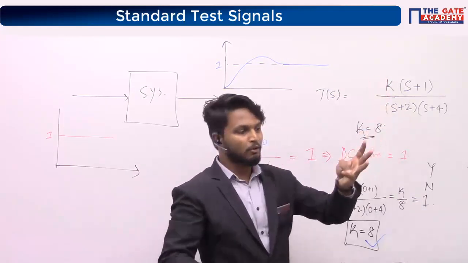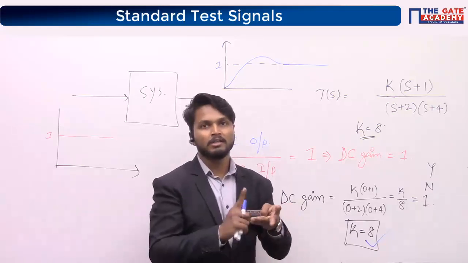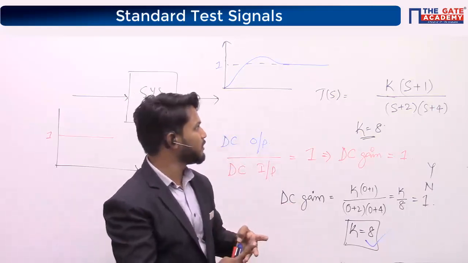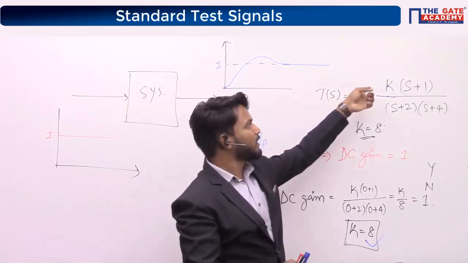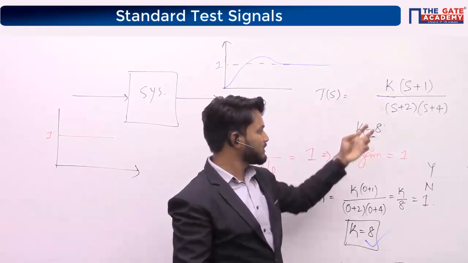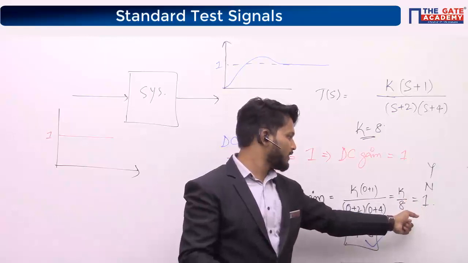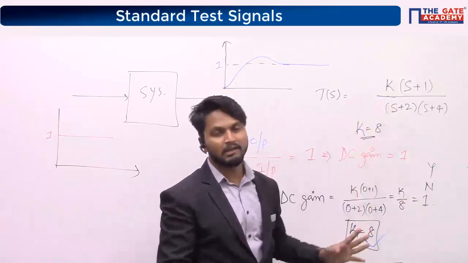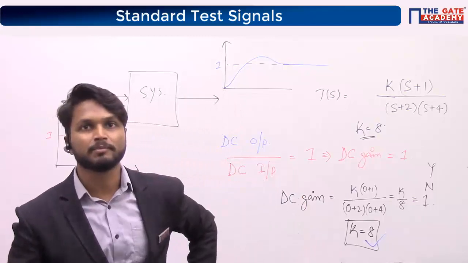So they have given the location of poles as well as zeros. Therefore, you just have to find out the value of K from the given clues. So just obtain the DC gain and equate it to 1, you will get the value of K. Once you get the value of K, you have to find out the impulse response of the system.